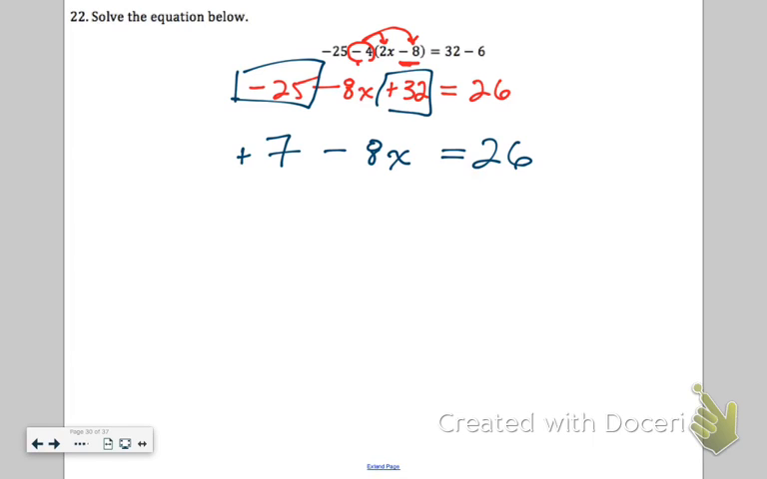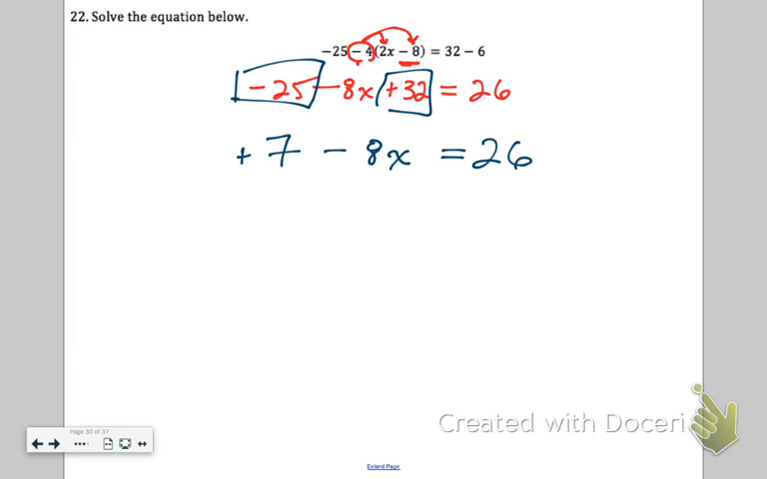It doesn't matter which order you had that in, as long as the minus is attached to the 8x and the plus is attached to the 7. So that could look like negative 8x plus 7 equals 26. These are the same thing. So if you had this, you're fine. Keep going. But I'm going to stick with what I had.